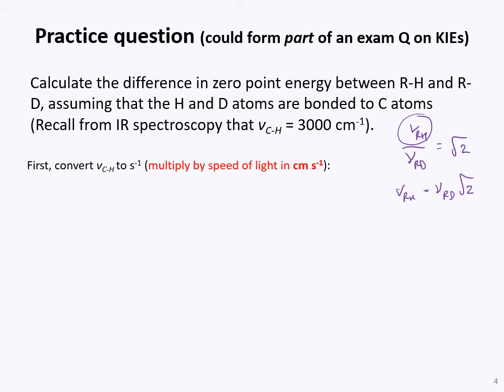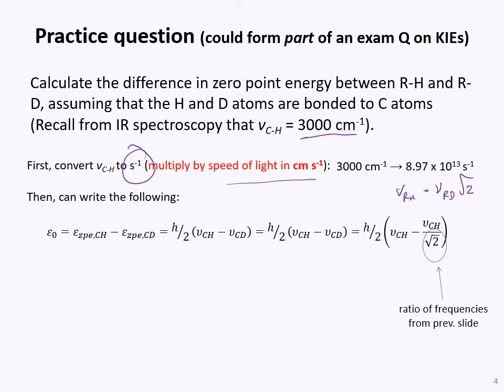In order to do that, however, we're currently in units of centimeters to the -1, and as you remember from your first year spectroscopy, you don't really want that unit. It's not a very useful unit. It's certainly not SI, so what we need to do first is convert it to per second, or hertz. In order to do that, we need to multiply by the speed of light in centimeters per second. We can do that, and we end up with this result here, so it's 8.97 times 10 to the 13 per second. I'll leave that bit of equation in there because it'll be useful.